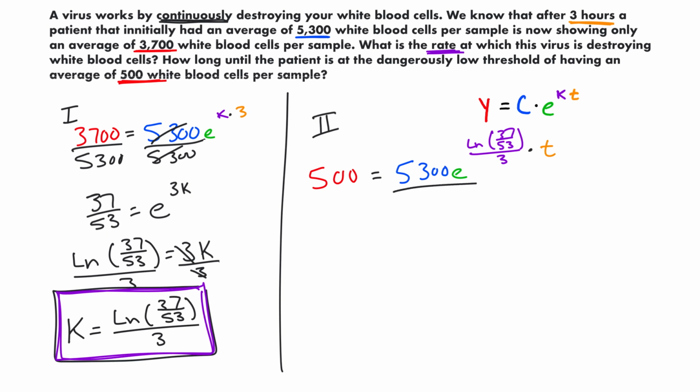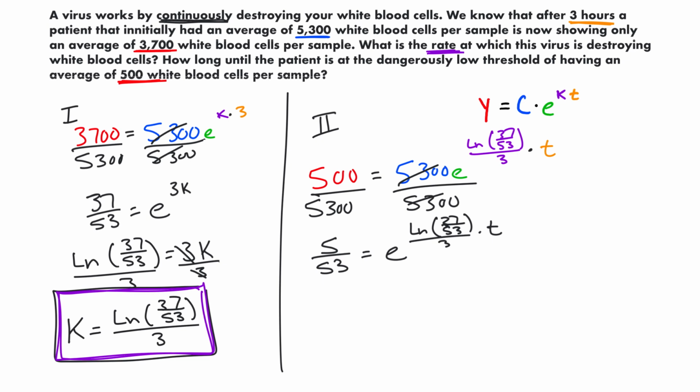Solve it the same way. Divide both sides by 5,300. That will give me 5/53 is equal to e to the power of the natural log of 37/53 divided by 3 times t. I know, at least for me, I initially thought that we could utilize property 6 of logarithms because I have e to a power of a natural log. However, that natural log as the power is multiplied by t. That t is going to stick around. I can't bring that inside of the logarithm very easily. At least I don't want to.